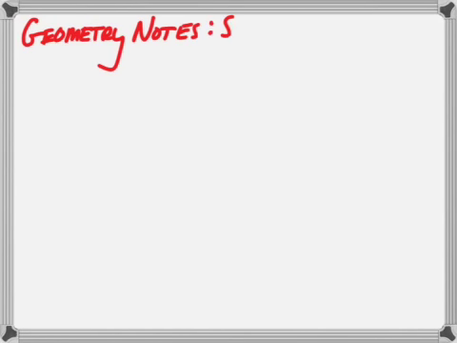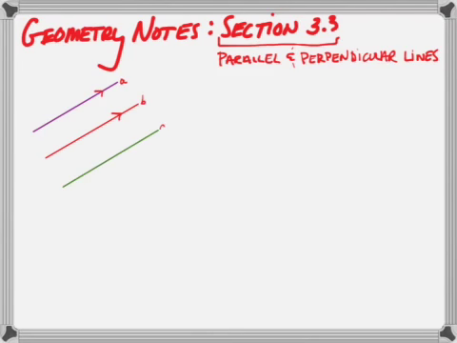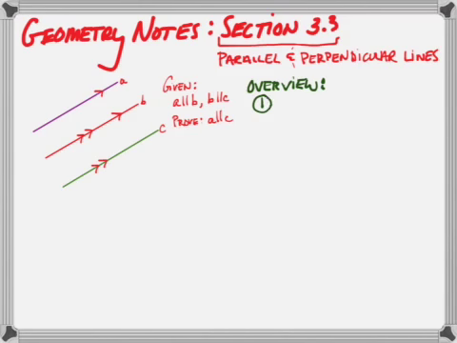Alright, so we're talking about section 3.3 in the geometry book, which deals with parallel and perpendicular lines. We're going to start with a picture with three lines, and we're given A is parallel to B, and B is parallel to C, and we want to prove that A is parallel to C. It should be intuitively obvious that if two lines are parallel to the same line, then they have to be parallel to each other, but we want to flesh out a proof.